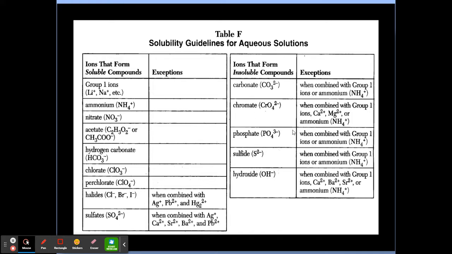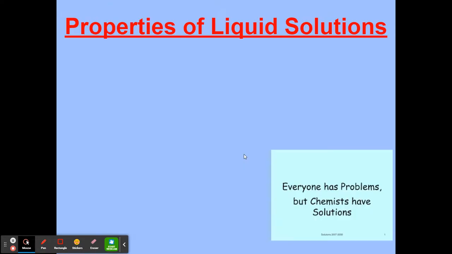All right, and then you could do the same thing over here. Calcium hydroxide. So hydroxides generally are insoluble except when combined with calcium. So in that case, calcium hydroxide is soluble in water. All right, so we've seen this chart now three or four times this year. You should be becoming fairly familiar with it.